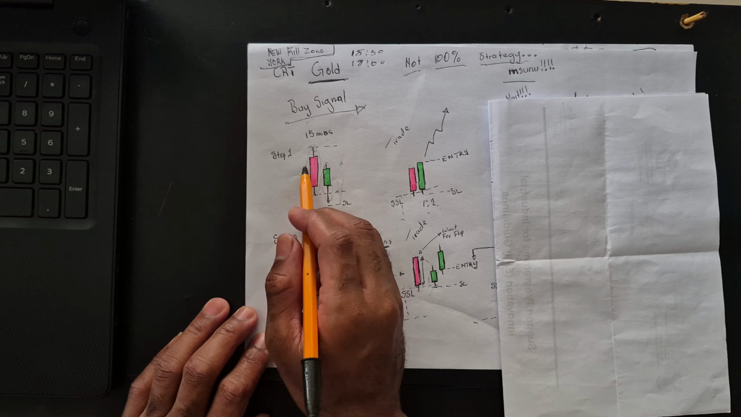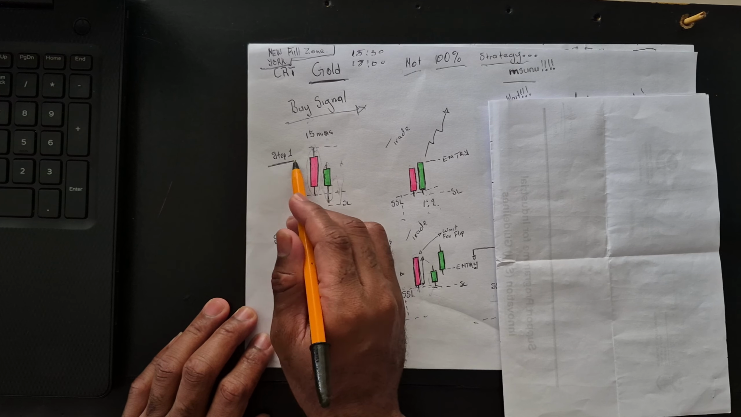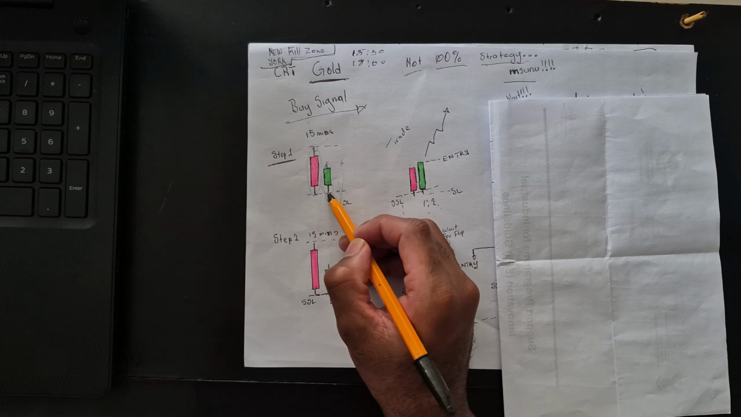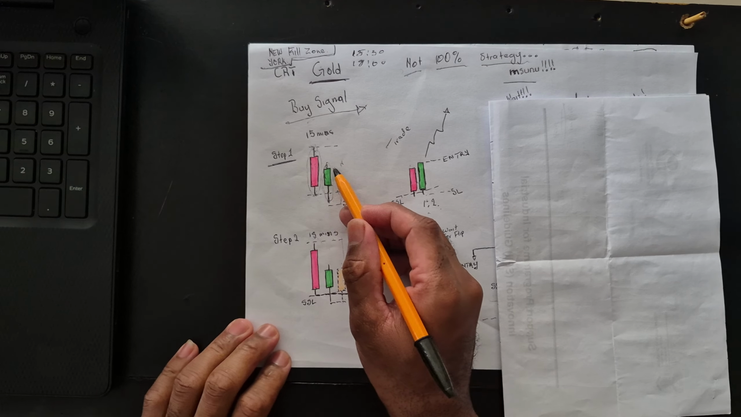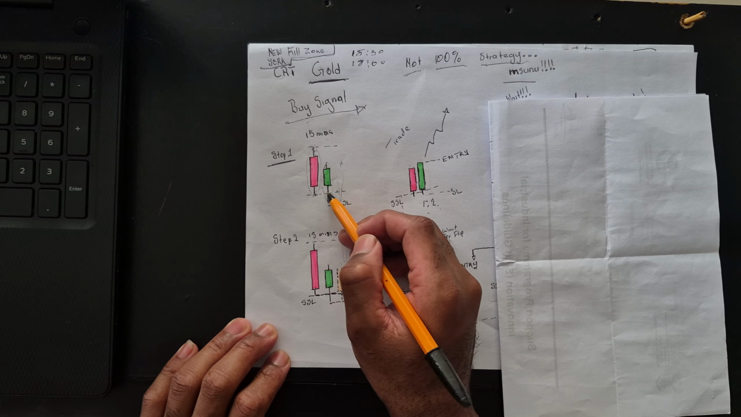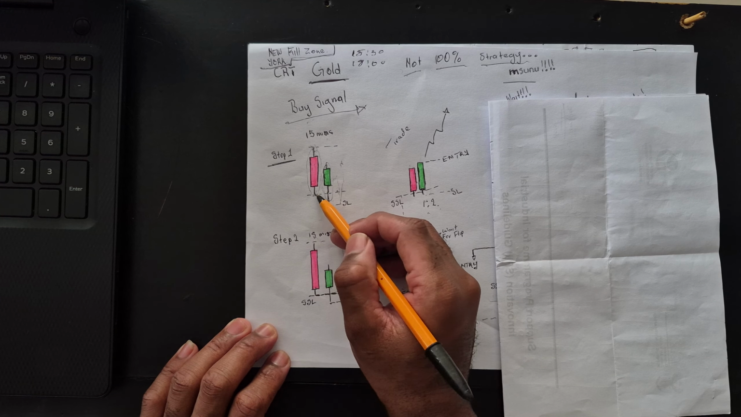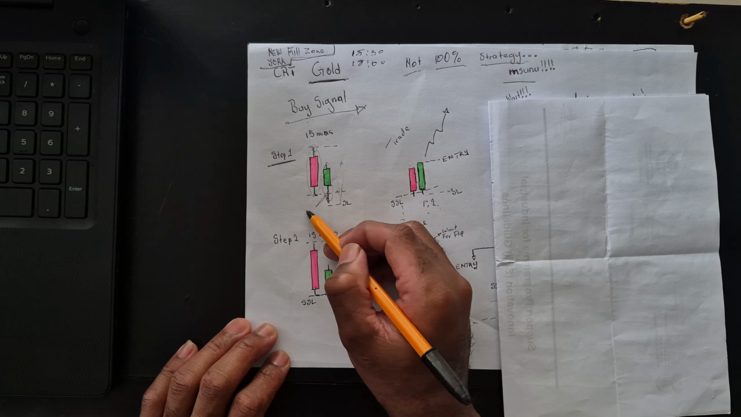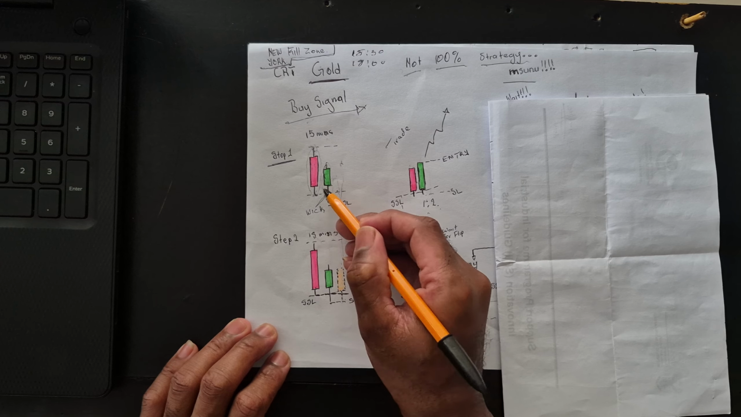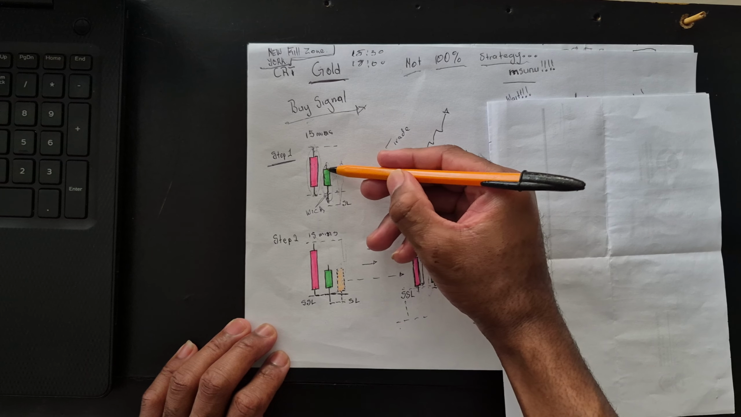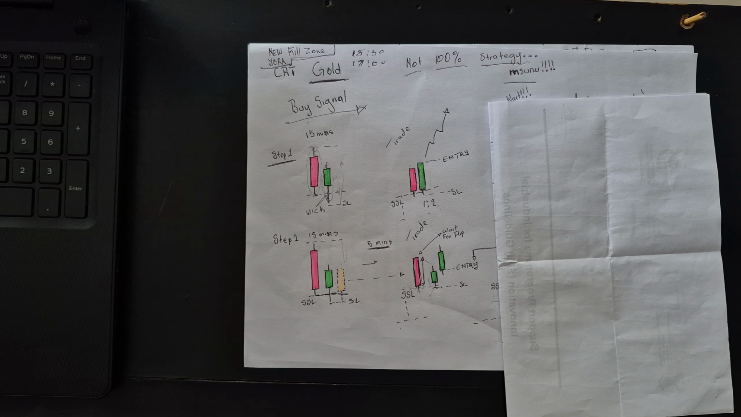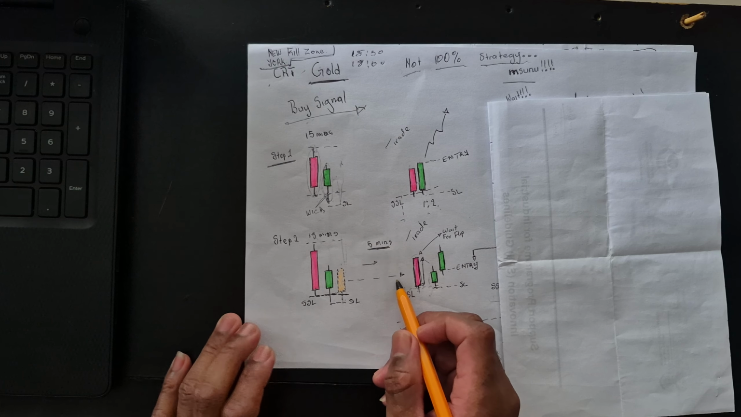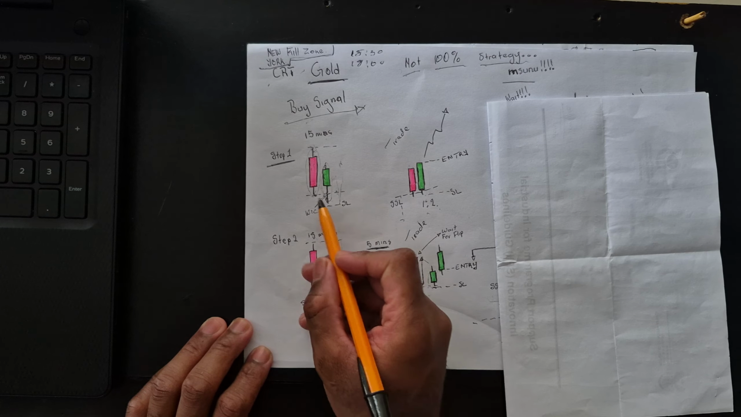So the first key thing to look for: step one, go to a 15-minute time frame. You look for a two-candle pattern. The main key thing here is the second candle. The second candle has to open and close inside the first candle. However, it has to have a wick that is outside the first candle. Then you have an idea that we are about to see a CRT pattern.